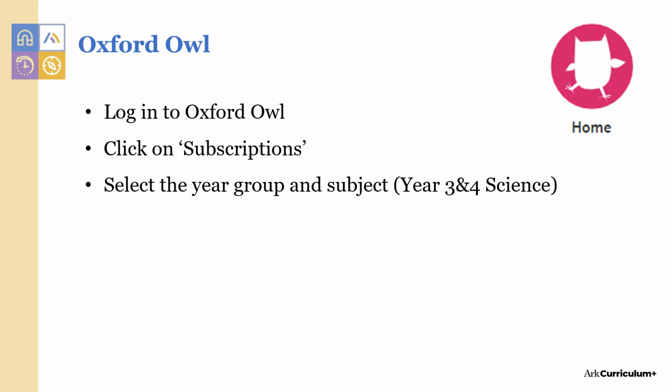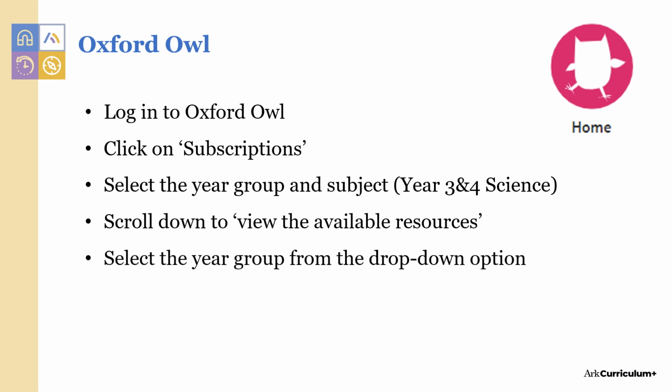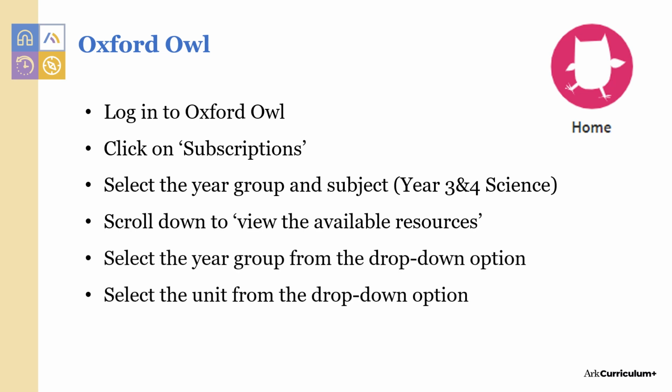To access the resources in Oxford Owl, you'll need to log in, click on Subscriptions, and select the year group and subject, so Year 1 and 2 Science. Scroll down to view the available resources. Select the year group from the drop-down option, select the unit from the drop-down option, and download the resources for each lesson.